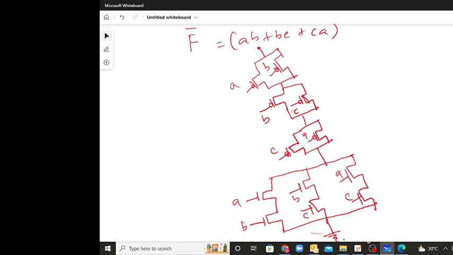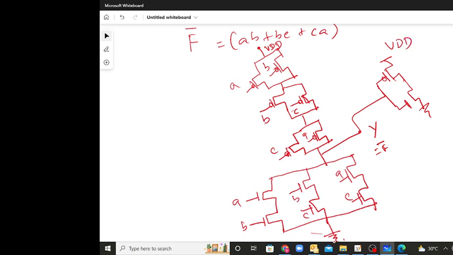The P network should be connected to VDD, and the N network should be connected to ground. So in between you will have your Y. Now this is Y, or this is equal to F bar. What you can do is have an inverter again to get F. So now this can be inverted again, with a PMOS, ground and VDD. So here you will be getting F, because here you got F bar, so again I am inverting.